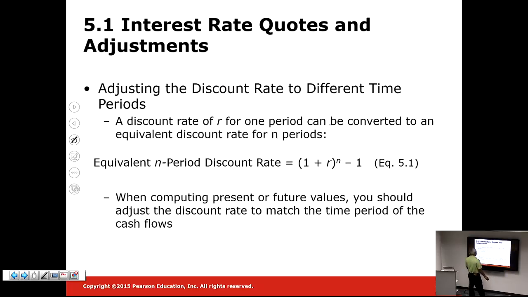Okay. So the equivalent n-period discount rate is then 1 plus r to the power n, and we subtract 1 from it, where n can be any number. It could be a half year if it is a half-year period. It could be 2 if it's a 2-year period, and so on and so forth.